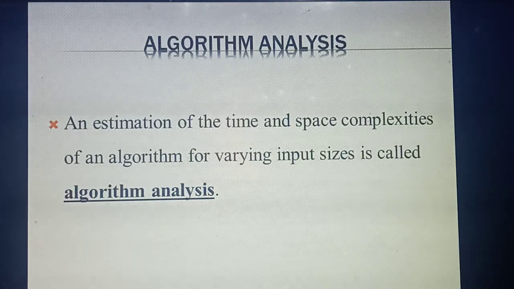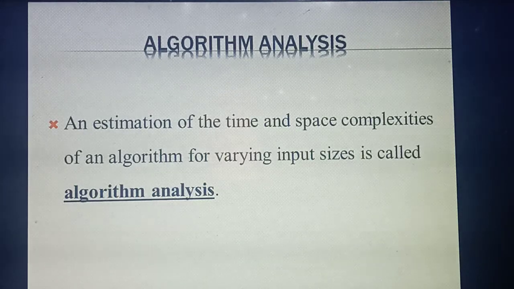Okay, what do you mean by algorithm analysis? You have already studied analysis. What do you mean by analysis? You analyze based on some space or time, isn't it? So here also it is an estimation of time and space. Mainly an algorithm always takes two factors. What are they? Time and space.